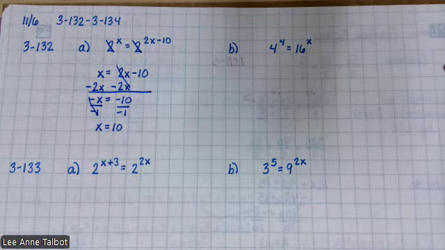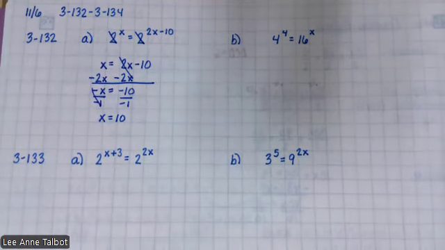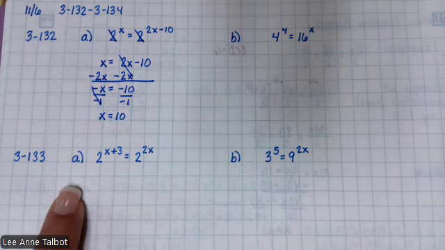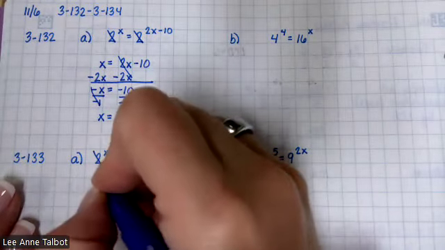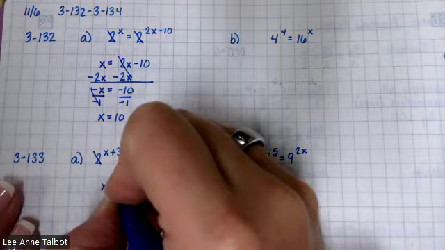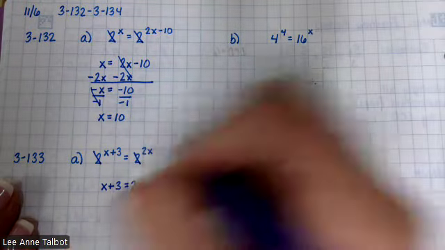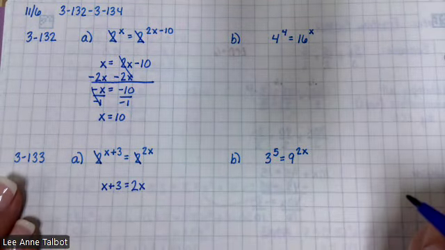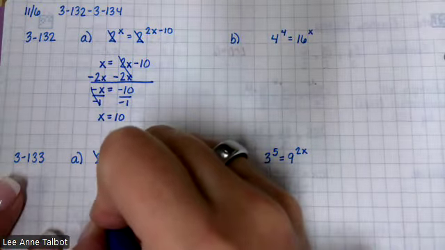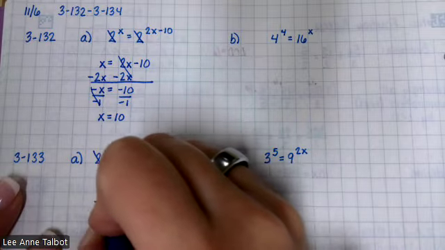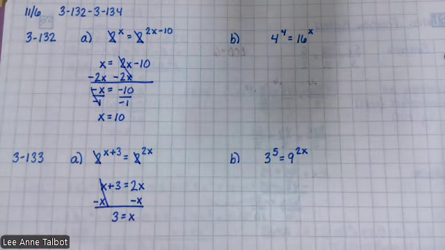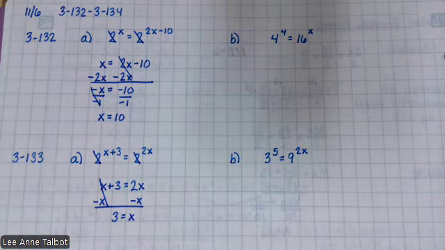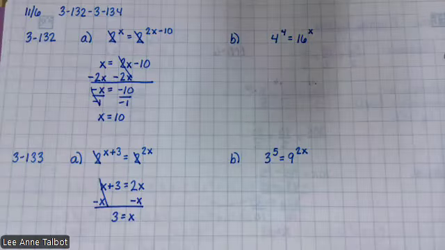Okay, now we're going to skip down to here. Number 133A. My first question is, do they have the same base? Yes. Okay, that's great news. That means all we have to do is equal the exponents and solve. Okay, so if I was playing a video game, that would have been level 1.